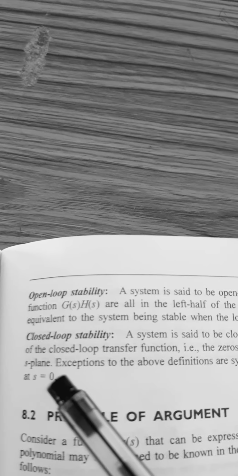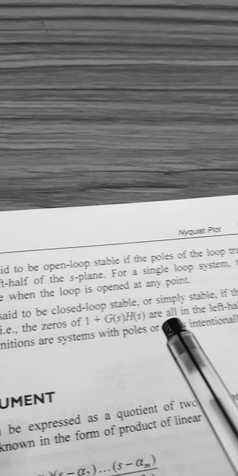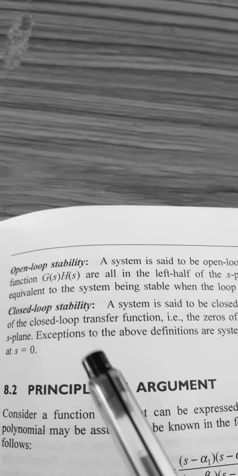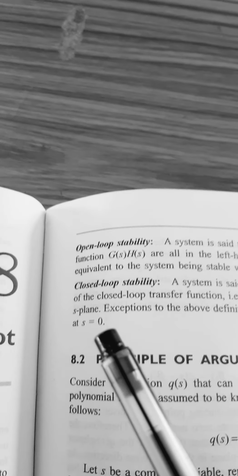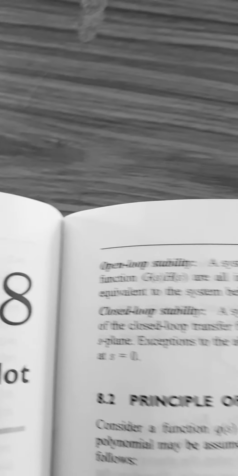Both are same. So when you are coming to closed loop stability, a system is said to be closed loop stable, or simply stable, if the poles of the closed loop transfer function, that is the zeros of 1 plus G of s into H of s, are all in the left half of the S-plane. Exceptions to the above definition are systems with poles or zeros intentionally placed at s equal to 0.